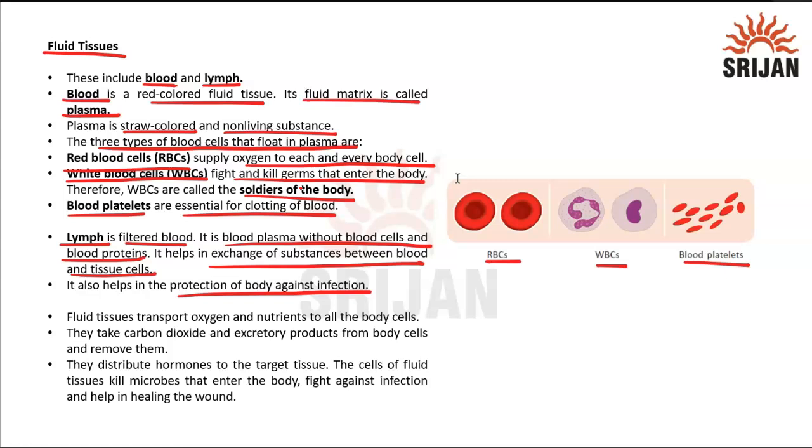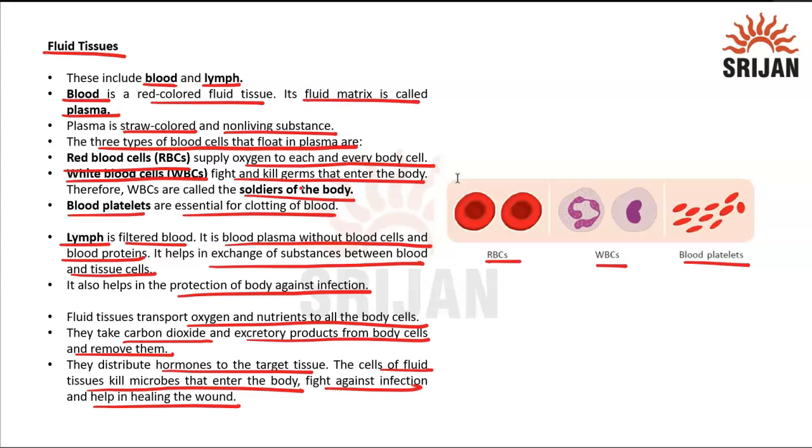If I talk about the overall function, it is involved in the transportation of oxygen and nutrients to all the body cells, which is about the blood. They take carbon dioxide and excretory products from the body cells and remove them. They also distribute hormones to the target tissues, and the cells of fluid tissues kill microbes that enter the body, fight against infection, and help in healing wounds, which is the part of the WBCs and also the lymph. So this is how you can understand the role of fluid tissues and the different types of connective tissues. I hope this will help you. Thank you.